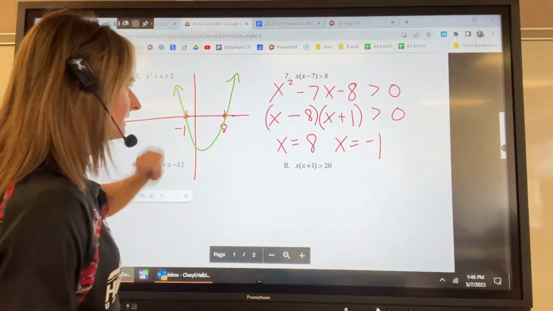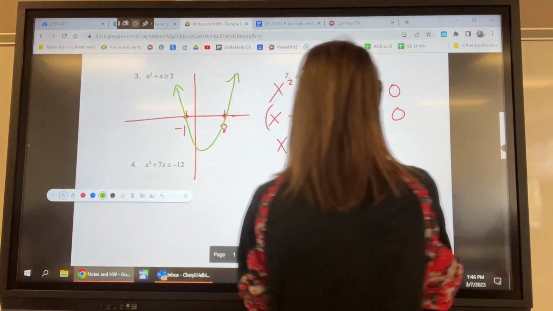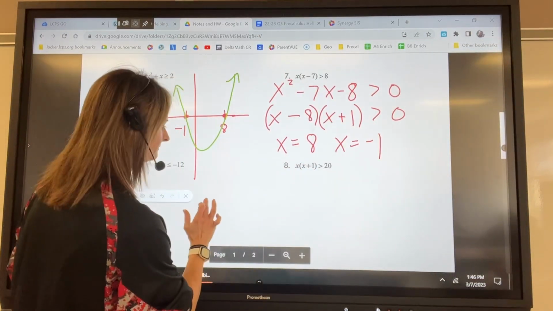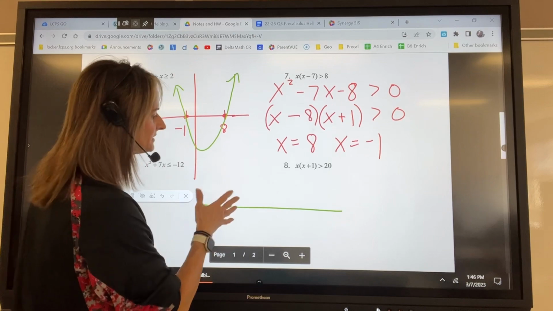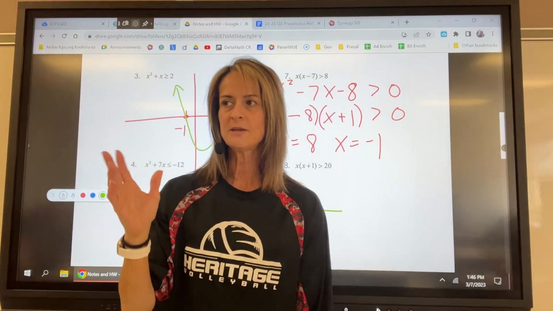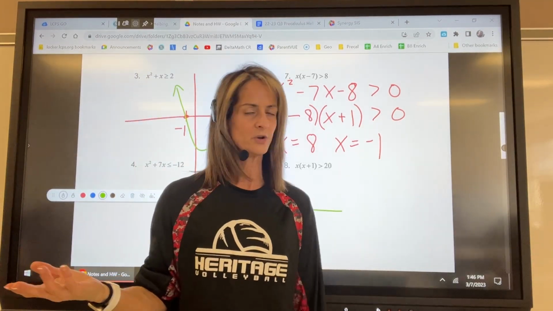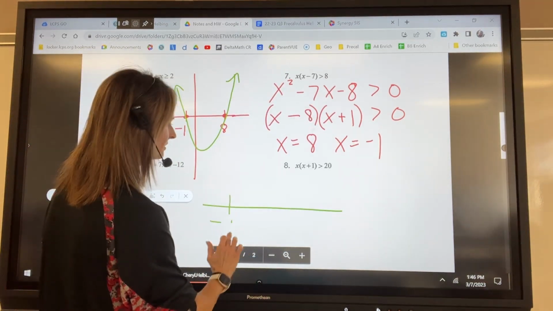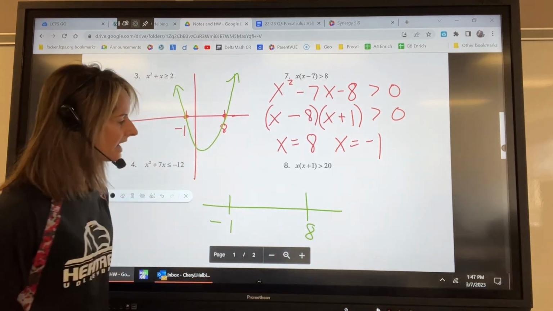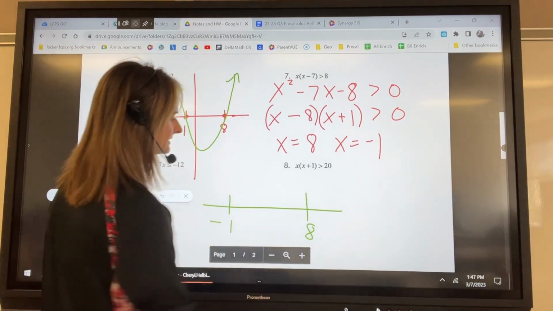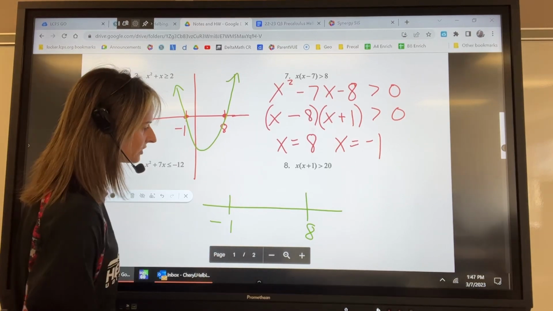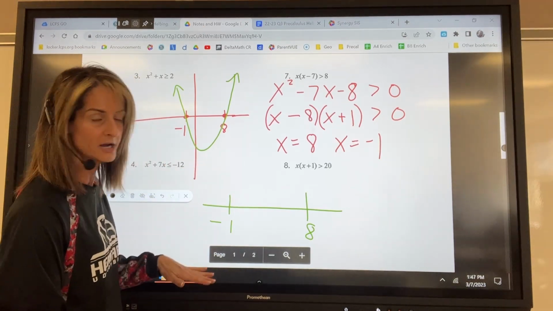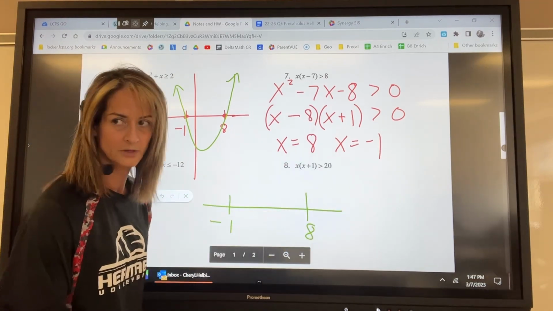That's how we do it graphically. Algebraically, just like in Algebra 1, we draw ourselves a number line. When you put the zeros on the number line, the lower numbers go on the left. So you put the negative 1 here and the 8 on this side. Now we're going to look at these 3 intervals separately, because those are the points where the graph could be above or below the axis. I don't know if it's above or below the axis in each interval.